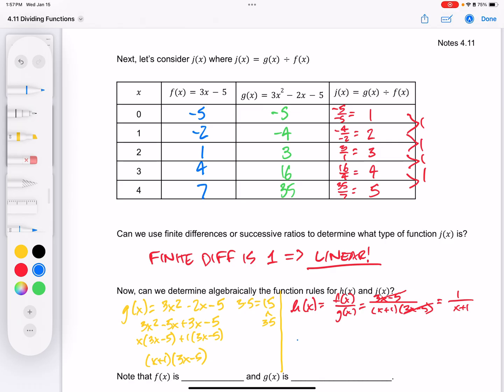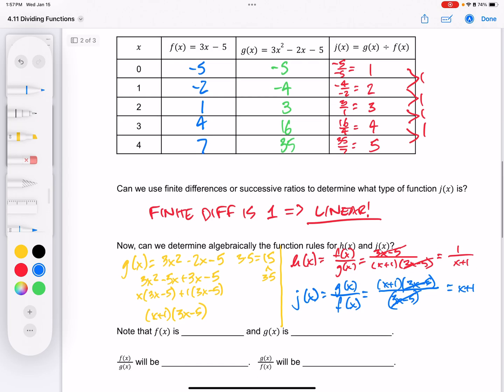For my j of x, this is g of x divided by h of x. So it's just the inverse of this. It's x plus 1 times 3x minus 5 over, sorry, this is g divided by f, over 3x minus 5. And again, that cancels, so this is x plus 1. Okay, so here we go.